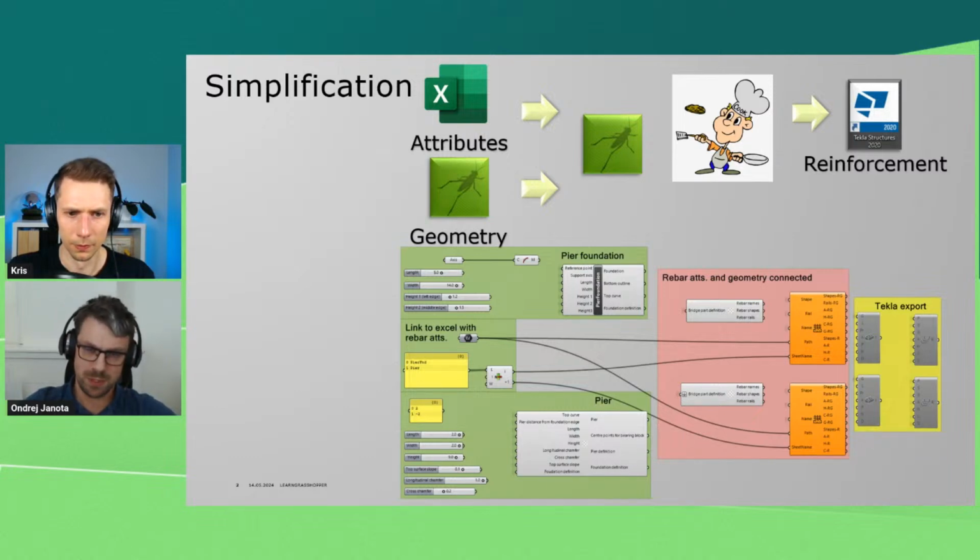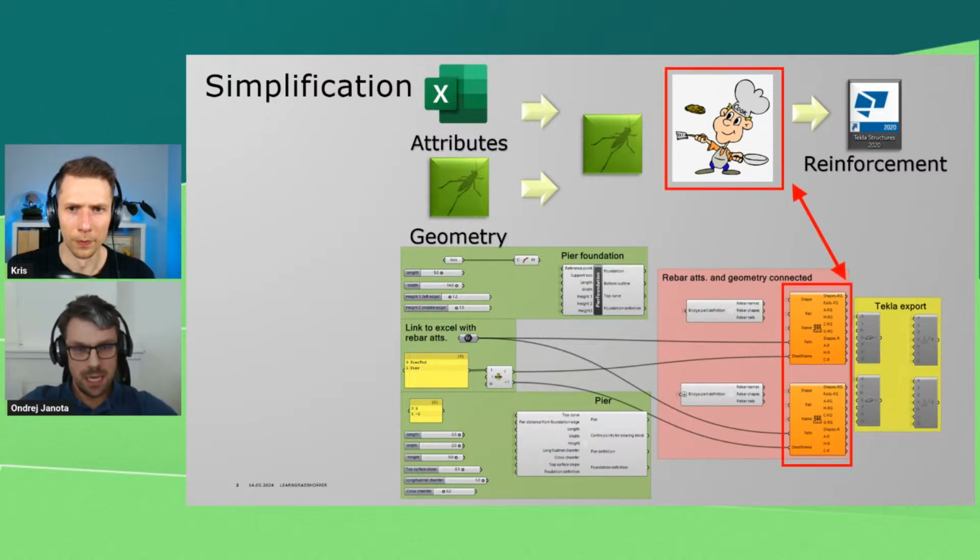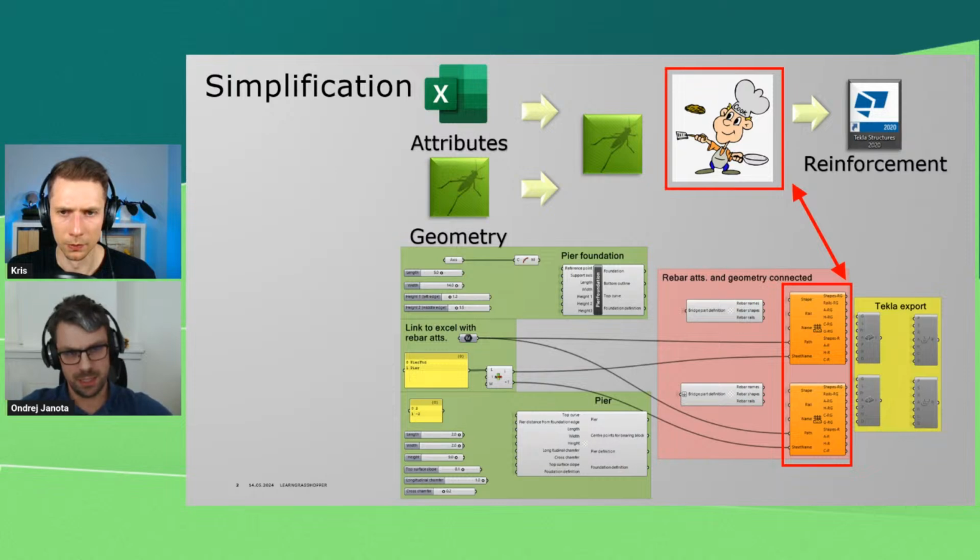To produce reinforcement in Tekla correctly, you need to add attributes, and we felt that, okay, we need to have attributes in one place. So let's go to Excel and write all the attributes into Excel. Then the keystone is our own component, which simply reads the geometry input and also is linked to Excel, and it creates all necessary data which Tekla components need to create reinforcement properly.